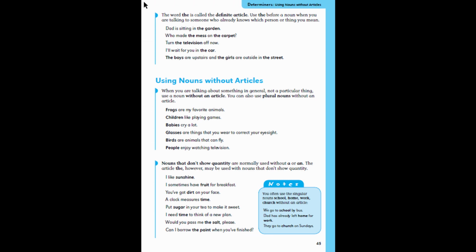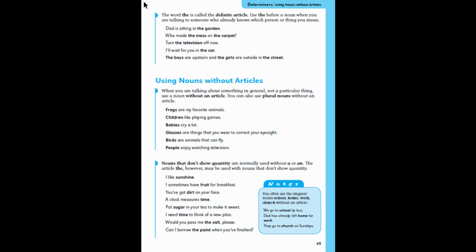So on to the next slide. The word the is called the definite article. Use the before a noun when you are talking to someone who already knows which person or thing you mean. So for example, Dad is sitting in the garden. Who made the mess on the carpet? Turn the television off now. I'll wait for you in the car. The boys are upstairs and the girls are outside in the street. So pretty clear, the is a definite article. Definite means something specific, something very particular that you're talking about. That's why we use the word the.